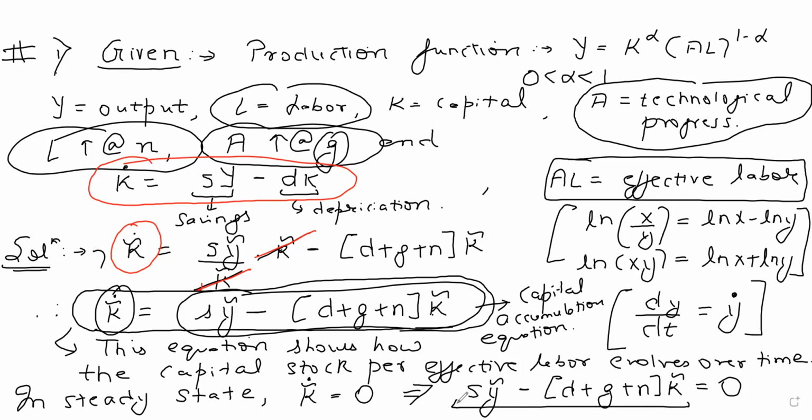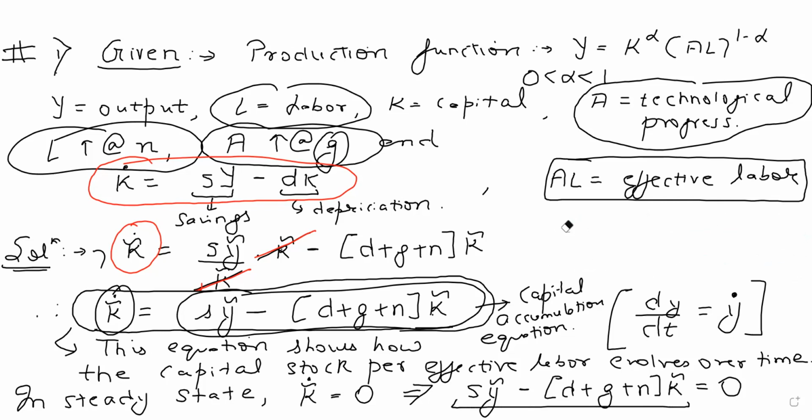Now recall, students, what was y tilde? You must have written it down in your notes before. Recall, y tilde is equal to k tilde to the power alpha. This is what we had got when we had converted the production function into per effective worker terms.